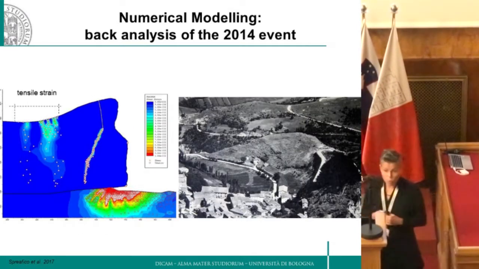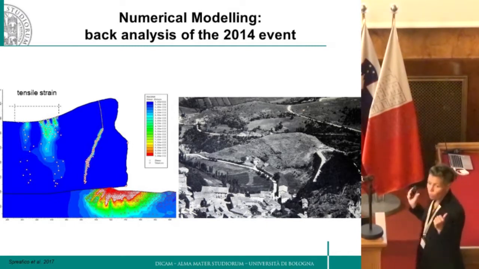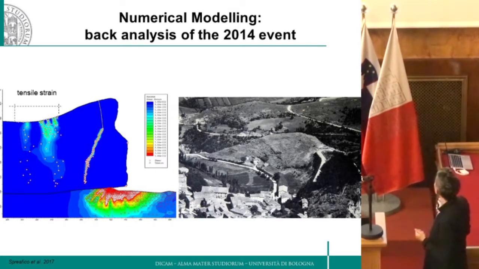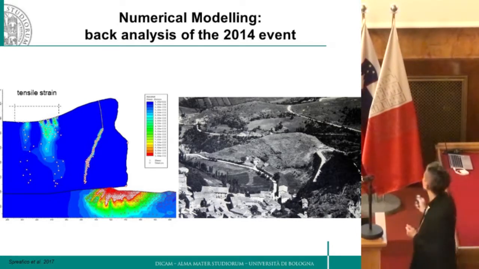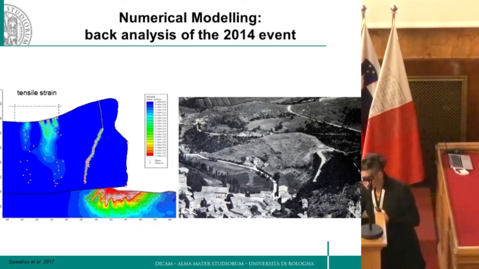But what I like the most is this. If you go backward, you find this area which is in tension. So this means that you have the creation of fracturing at the back of the main scarp. And if you look at a quite old picture, this one, which dates back to the 60s, you see that some fractures are evident.